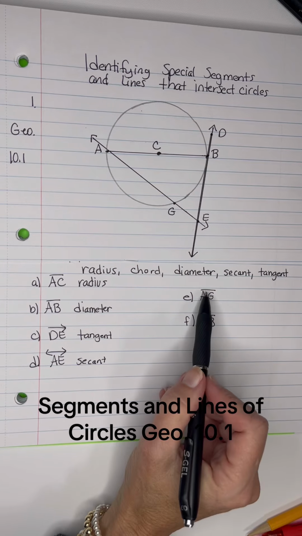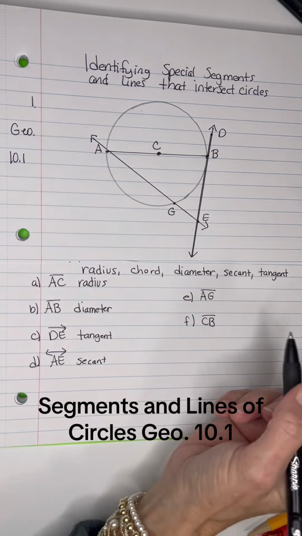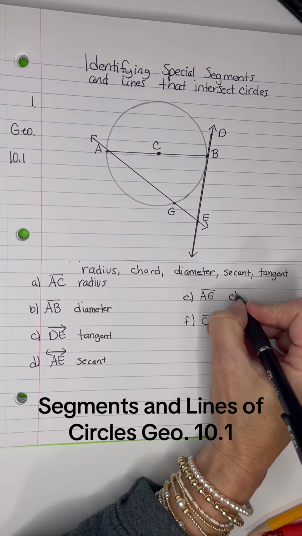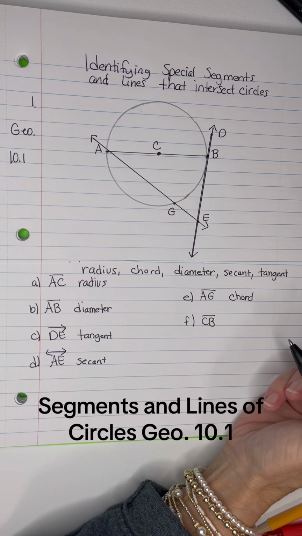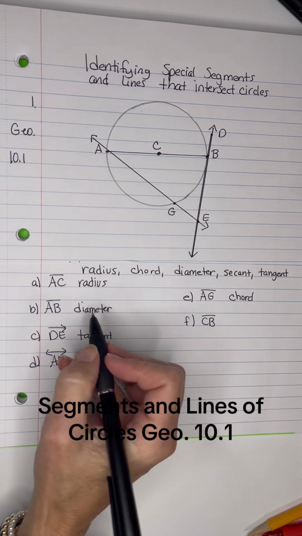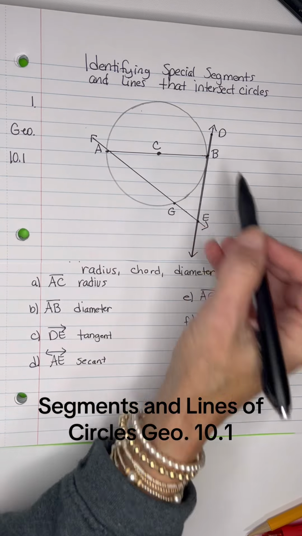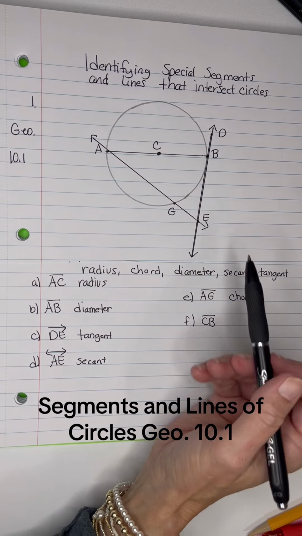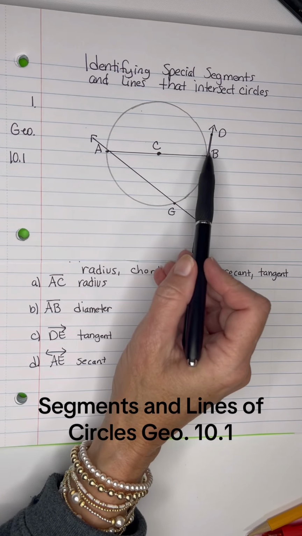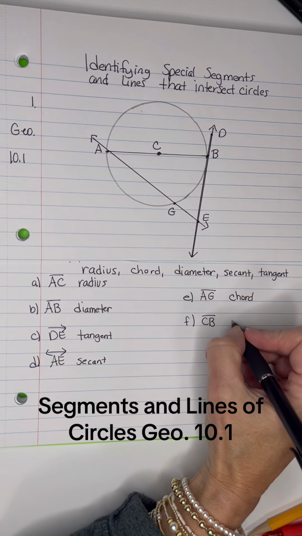All right, we have segment AG, so it starts at A and ends at G. That would be referred to as a chord. And a chord is a segment whose endpoints are on the circle. Now, I also want to note or tell you that the diameter happens to be a chord also. It's just a specific chord going through the center. And then CB, starting at C and ending on B, that little segment right there would be the radius again.